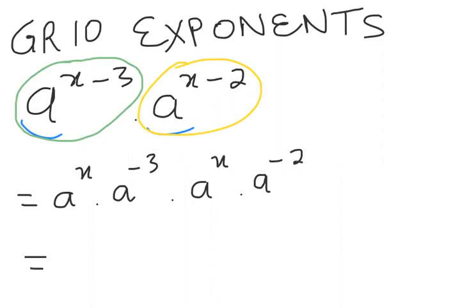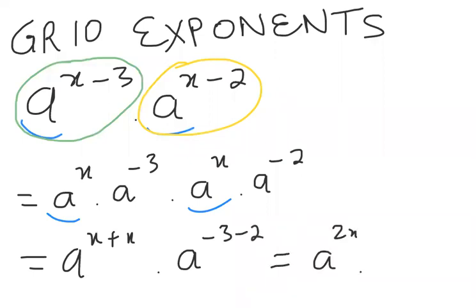And if you do that, these two I'm going to add up. So for that, I'm going to get a and x plus x. And for the other one, I'm going to get minus 3 minus 2. And if I put it together, I get a to the 2x times a to the minus 5. And if you want to, you can just say a to the 2x to the minus 5. So that's what you can do. Right, let's do the next one. Just quickly before I continue, just double check: x and x, that's 2x, and minus 3 and minus 2, that's minus 5.